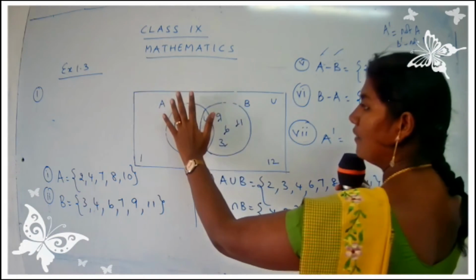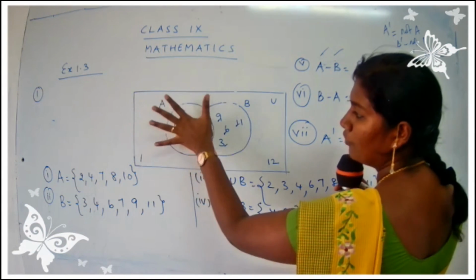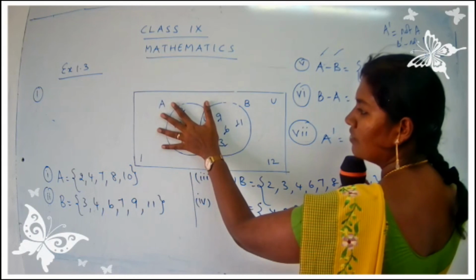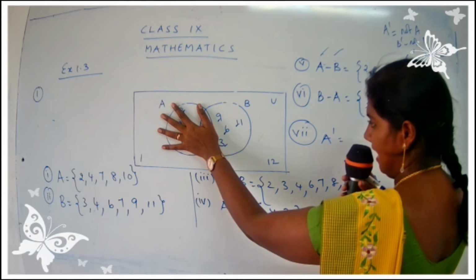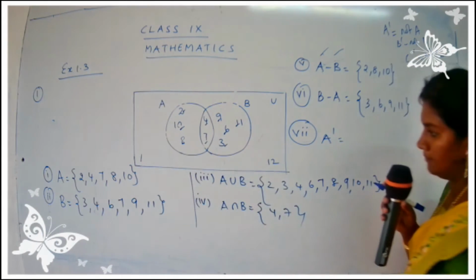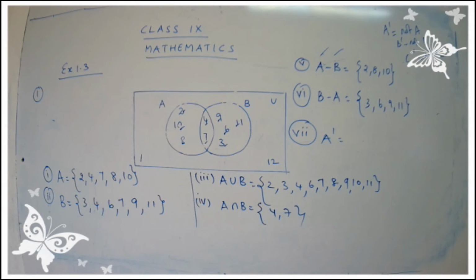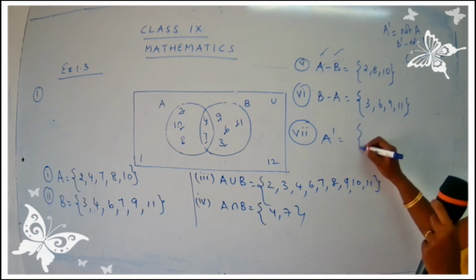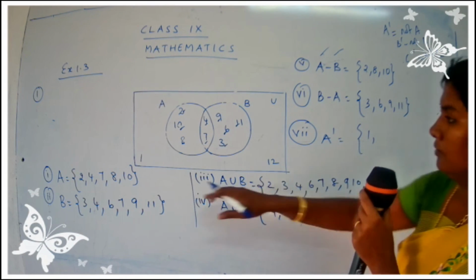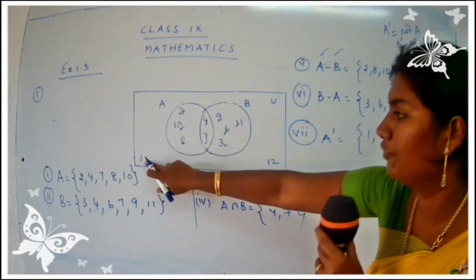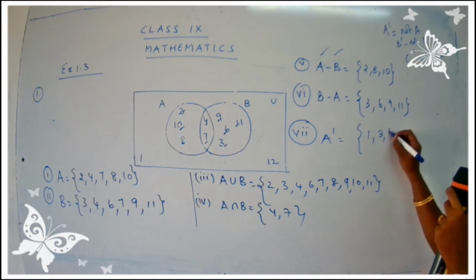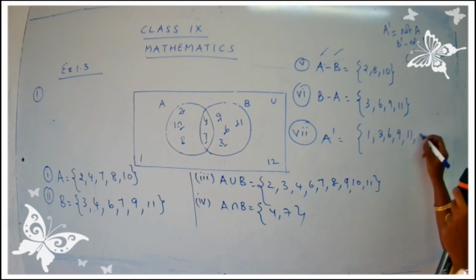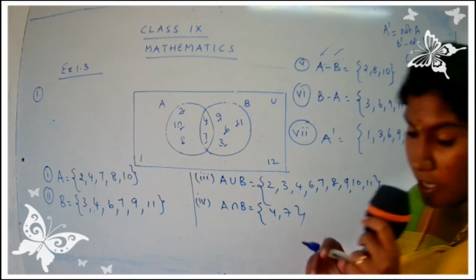Just keep a hand over A. So what is left? You have to keep a full hand over A. So what is left now? 3, 6, 9, 11, 1 and 12. So write down here. 1, because 3, 6, 9, 11, and I told 1 and 12 is also present. So I'll write down in an order: 1, 3, 6, 9, 11, 12. So this is the answer for A dash.